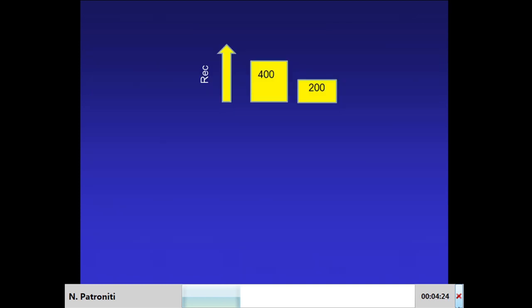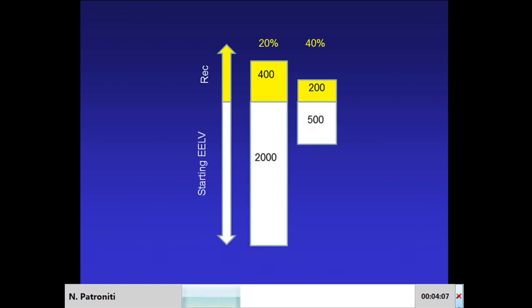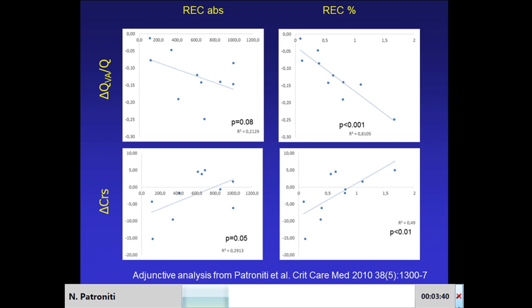Well, there is a problem. Let's say that you measure a recruitment with any technique. In one patient it is 400 ml, in another one it is 200 ml. You would say the first one is recruited more than the second. But then I tell you that the starting end expiratory lung volume was 2,000 for this one and 500 for this other patient. It means that you have a recruitment of 20% in this patient, but 40% in this one. From my point of view, probably this patient is a much higher recruiter than this one.